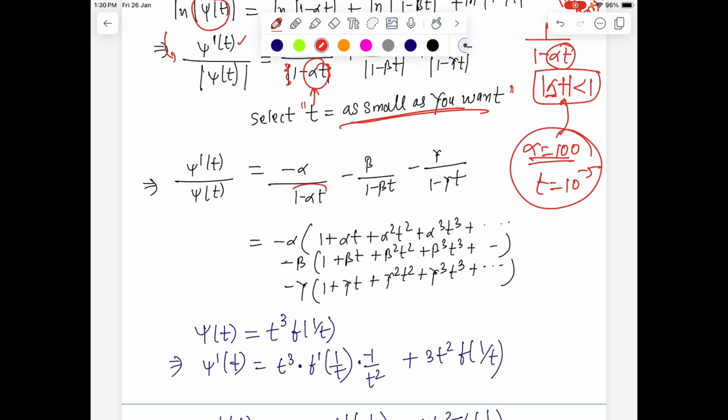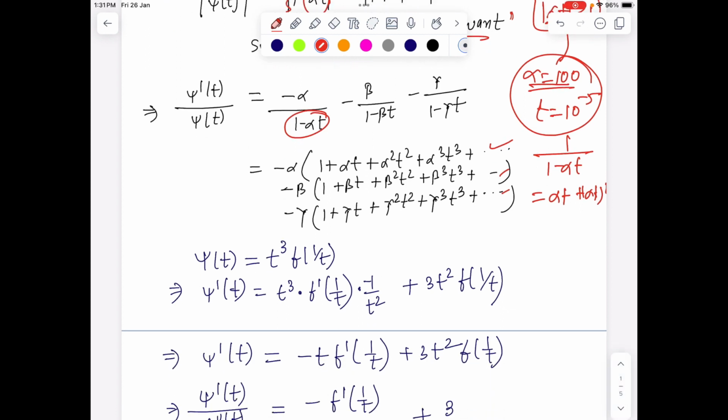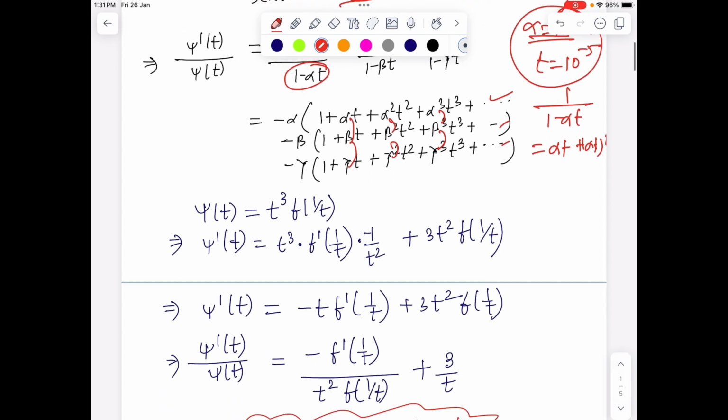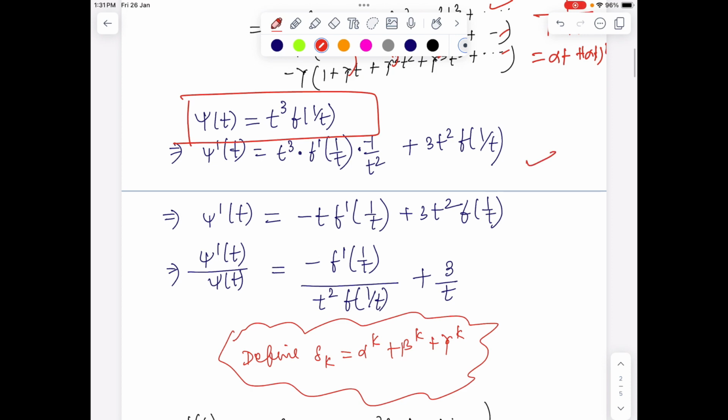And just with the GP sum, 1 by 1 minus alpha t is 1 plus alpha t plus alpha t square and so on and so forth. That's written over here. If you collect all these terms, we can clearly see we have alpha plus beta plus gamma, alpha square plus beta square plus gamma square, alpha cube plus beta cube plus gamma cube. And on the LHS, psi dash by psi. So psi is already known, t cube f of 1 by t. So psi dash will be this expression. You can just pause the video and check.